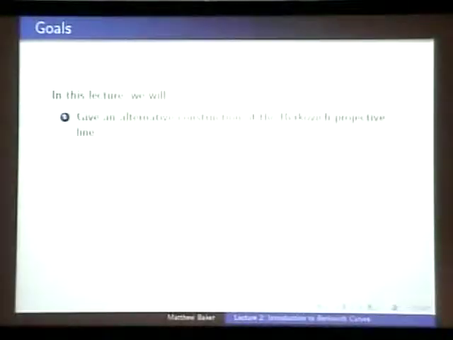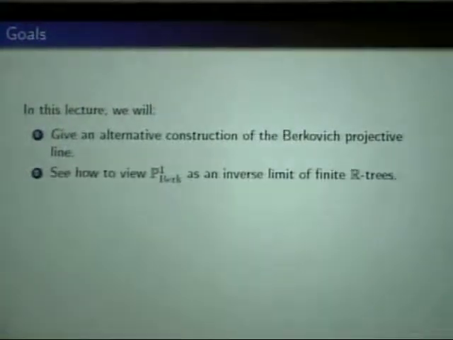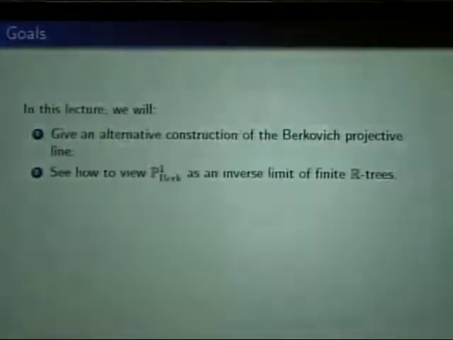All right, so now we'll begin with lecture 2. The first thing I want to do is give an alternate construction of the Berkovich projective line that's somewhat more natural than the previous one that I gave. Then we'll see how to view this Berkovich projective line as some kind of inverse limit of finite trees, which I alluded to last time.